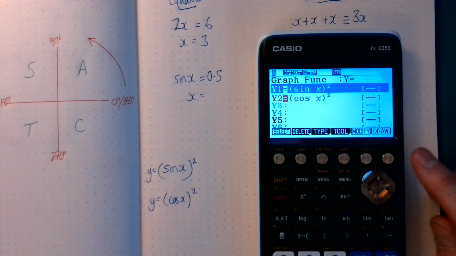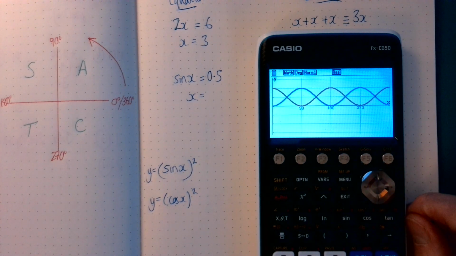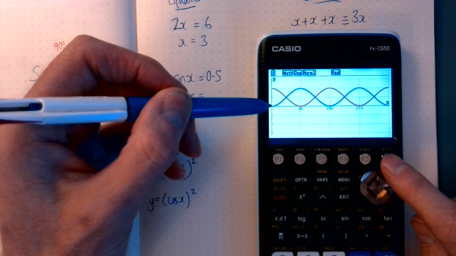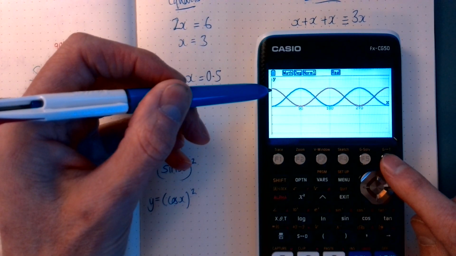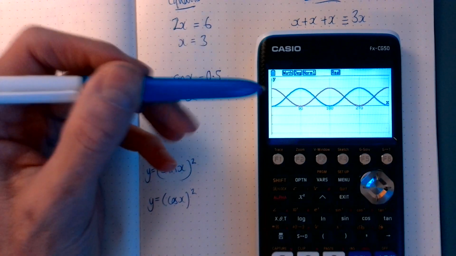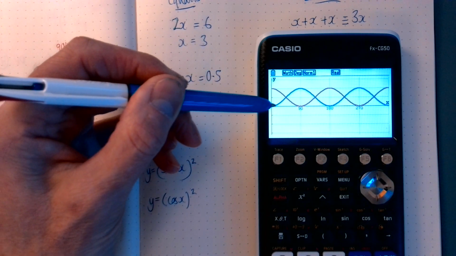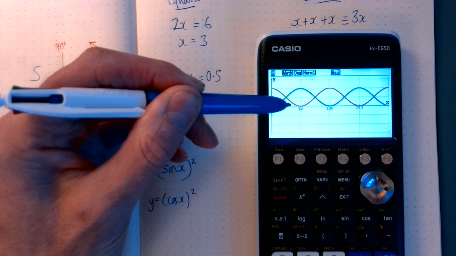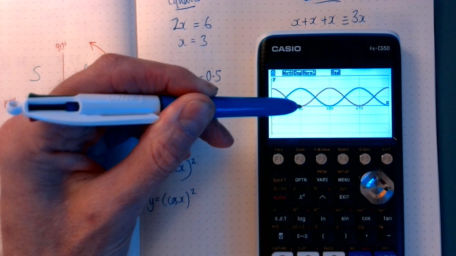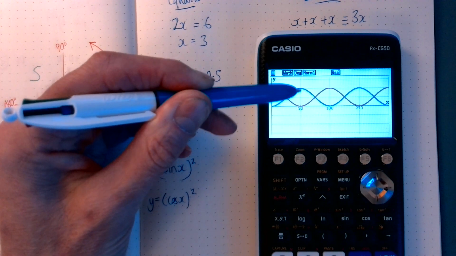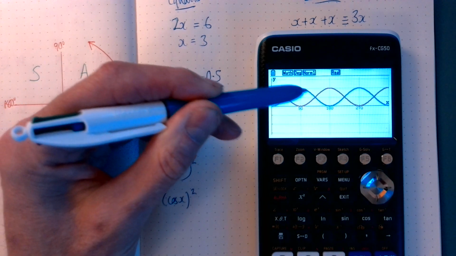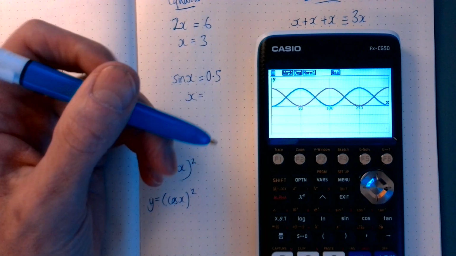Okay, so there you go. If I draw them, that's what we've got. So the sine of x squared is the blue one, and the cos of x squared is that one. Now, I can't help noticing that as sine of x squared gets bigger, cos of x squared gets smaller. And then when cos of x squared becomes 0 and sine of x squared is 1, the reverse happens. Cos of x squared gets bigger, sine of x squared gets smaller.